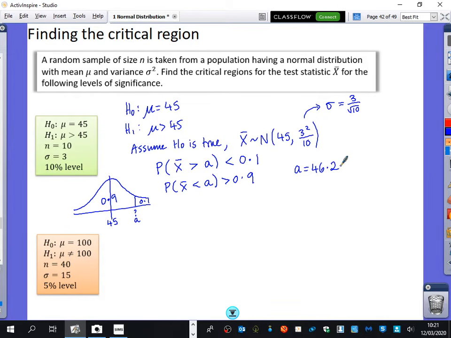So the critical region is if x bar is greater than 46.2. Because if this value became 46.2 or bigger, you would have that the probability is less than 0.1 and it would become significant. So there's this extra step of just doing the inverse probabilities.